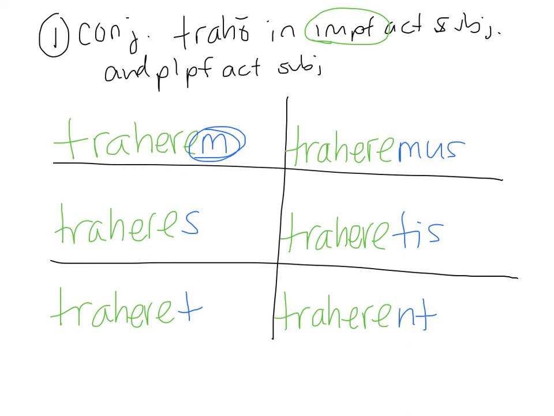And we just translate these like normal imperfects. So I was dragging, you were dragging, he, she, it was dragging, we were dragging, you all were dragging, and they were dragging. We're going to talk in class about why sometimes we have this form instead of a normal imperfect. Now we're going to practice the same thing, but we're going to do it with the pluperfect.